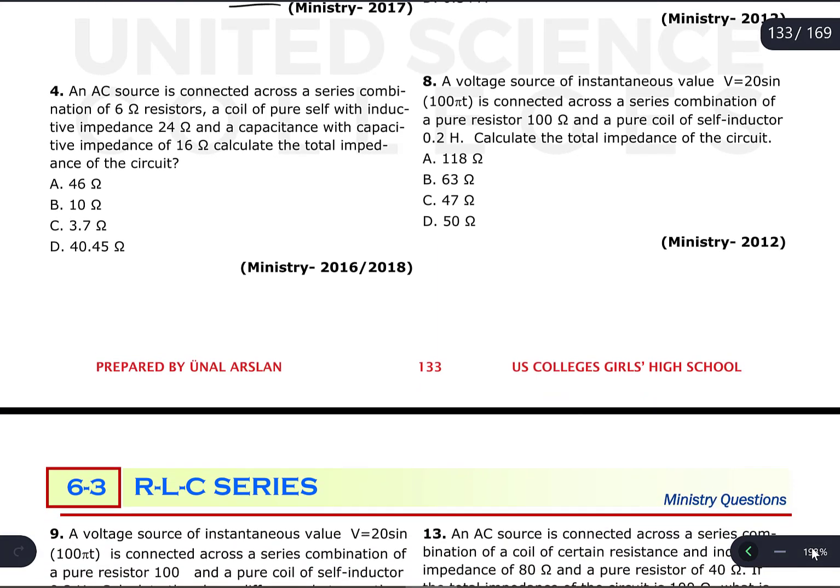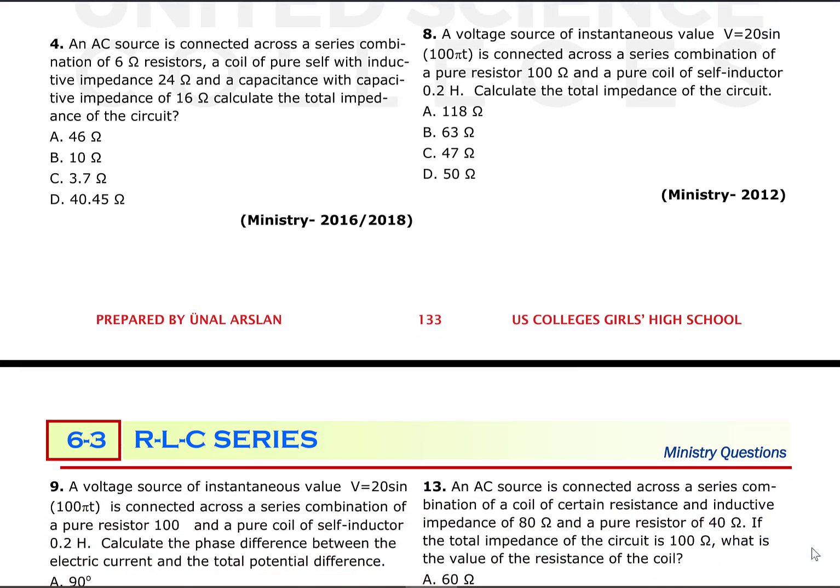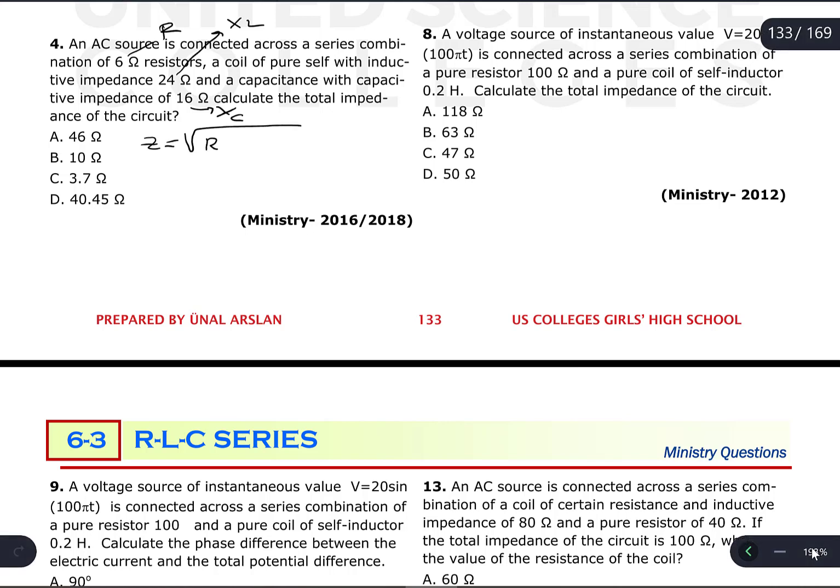Question number 4. An AC source is connected across a series combination of 6 ohm resistor. So this is R. And a coil of pure self inductive impedance, which is XL. And a capacitive impedance, XC. Calculate the total impedance. Total impedance equation Z, which is going to be root of R squared plus XL minus XC squared. So Z is equal to root of R is 6 squared plus XL is 24 minus XC is 16 and squared.